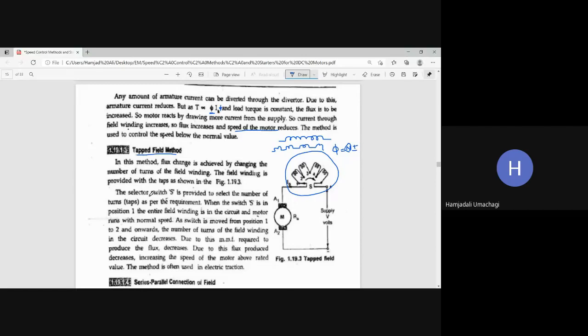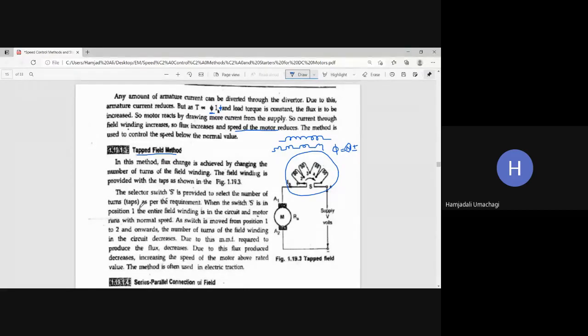Then the selector switch S is provided. This is the selector switch S, which can be connected to tap number 1, 2, 3 or 4. At any position you can connect. Based on that, you will be including that many turns, and that much flux will be available, and that much flux will provide a certain amount of speed for the DC series motor. The selector switch S is provided to select the number of turns or taps as per the requirement.